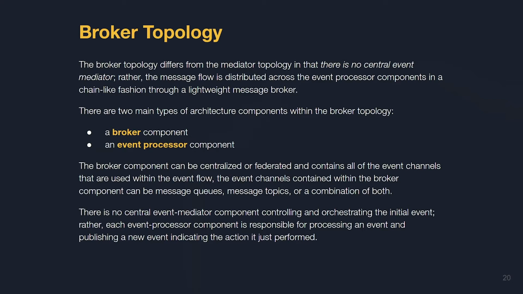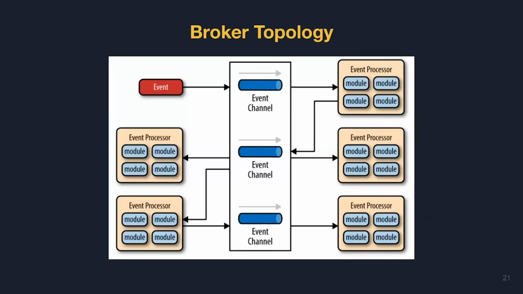Imagine an Uber-like app where drivers click the on button. They publish an event on the bus saying this driver is available to receive requests. So a service picks up this driver and marks them as available. That's all it does. This is one example of an event processor. There's no central event mediator component controlling and orchestrating the initial event. Rather, each event processor component is responsible for processing an event and publishing a new event indicating the action it just performed.